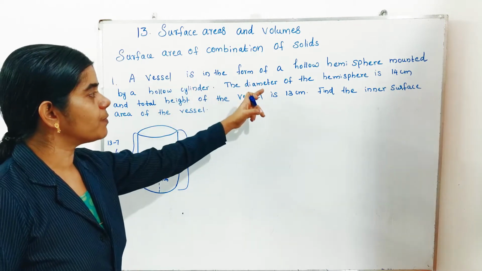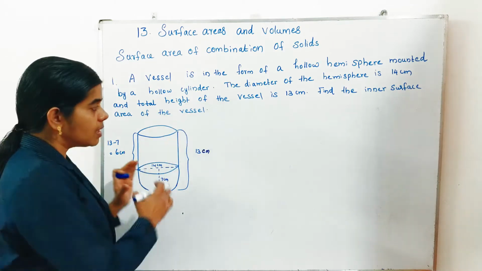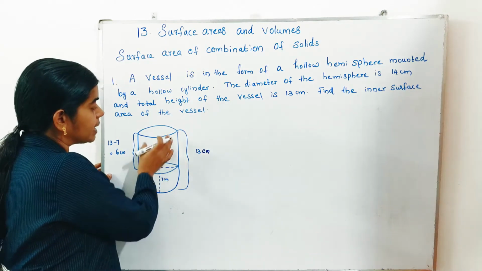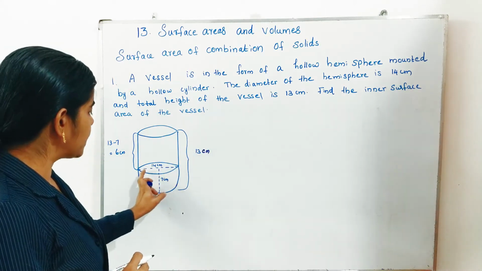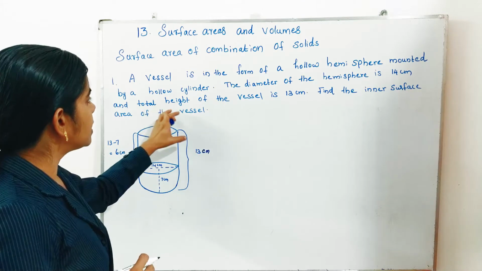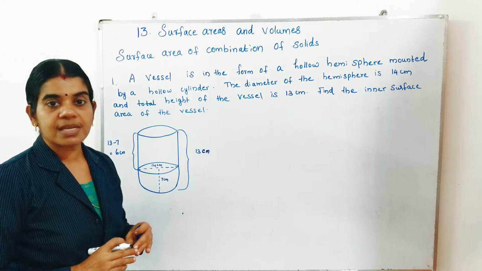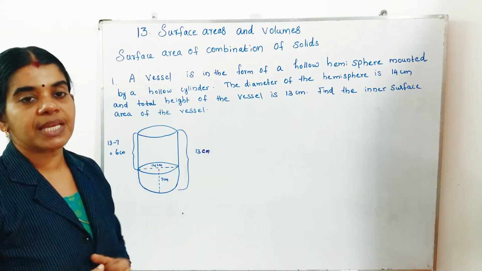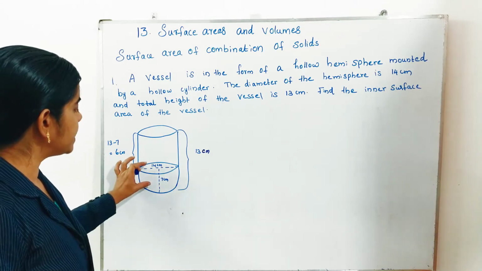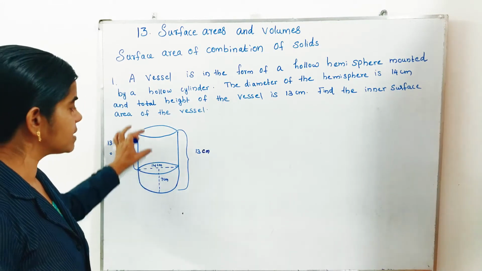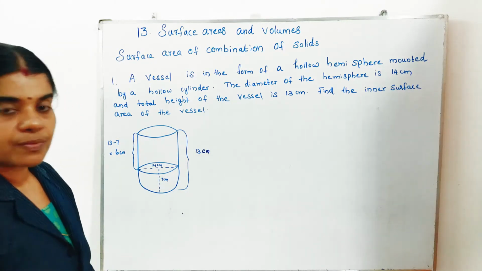A vessel is in the form of a hollow hemisphere mounted by a hollow cylinder. Mounted means at the top of the hemisphere a hollow cylinder is there. The diameter of the hemisphere is 14 centimeter and the total height of the vessel is 13 centimeter. Find the inner surface area of the vessel. Inner surface area means the total surface area of that vessel. Here you want to find the CSA of the hemisphere plus the CSA of the cylinder, that will be the inner surface area of the vessel.